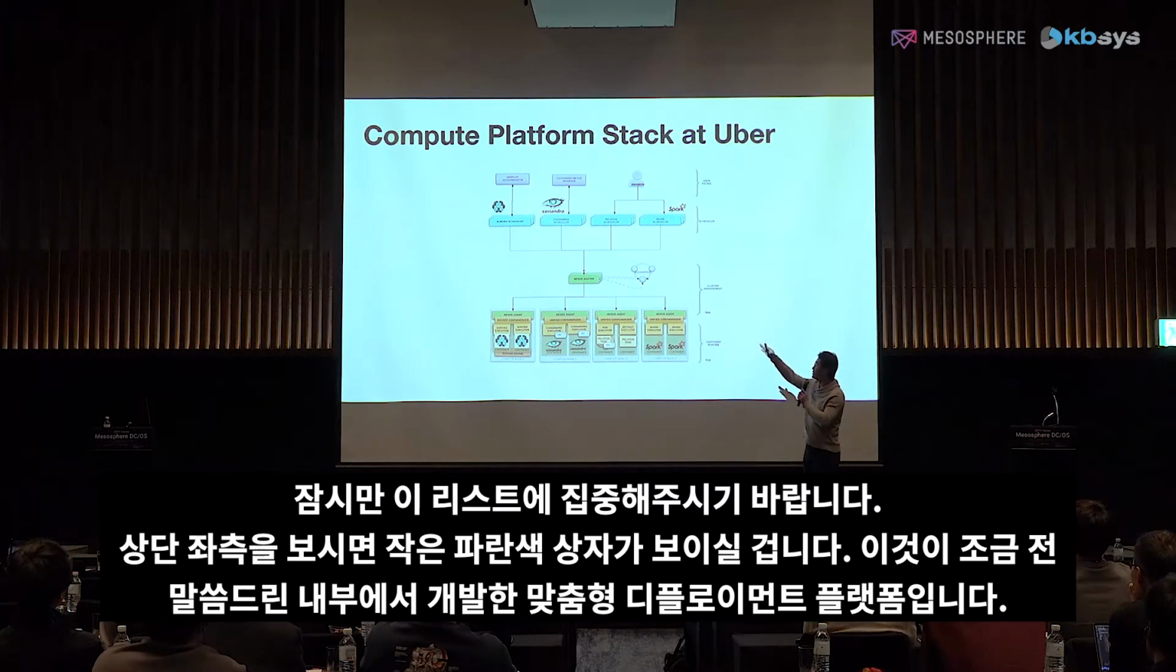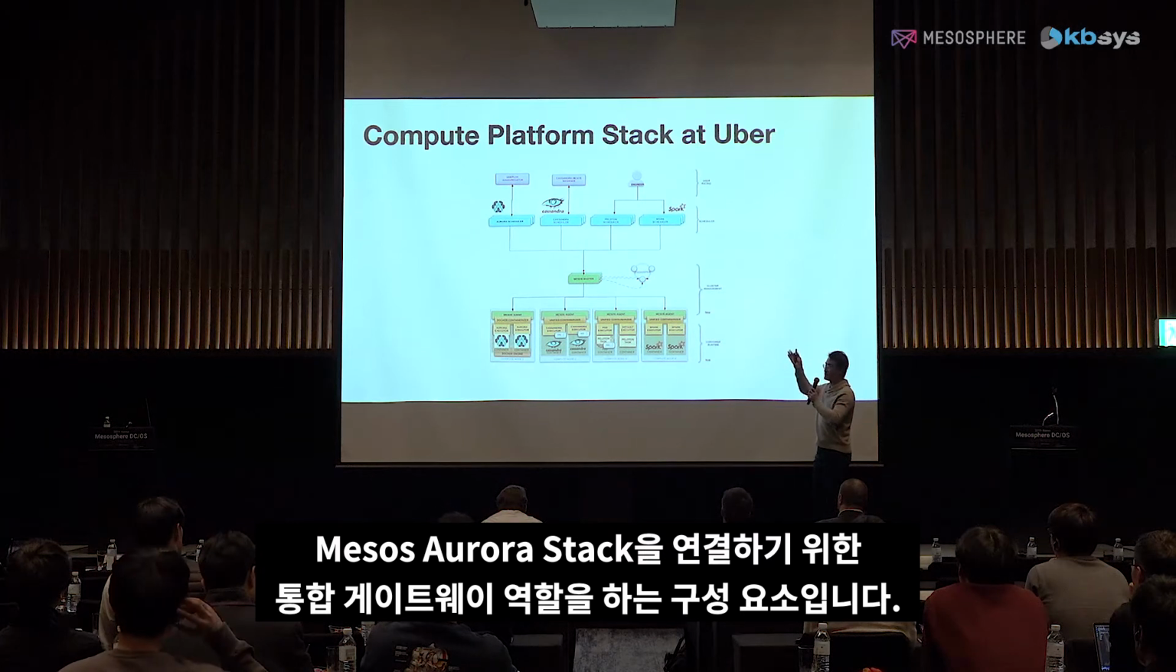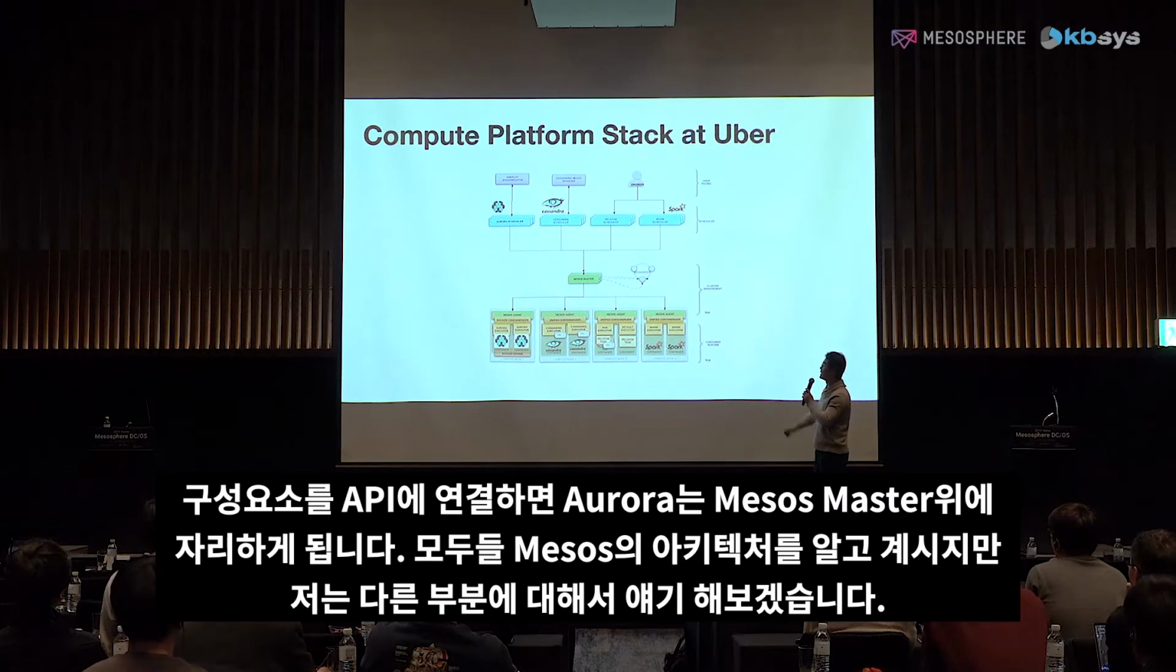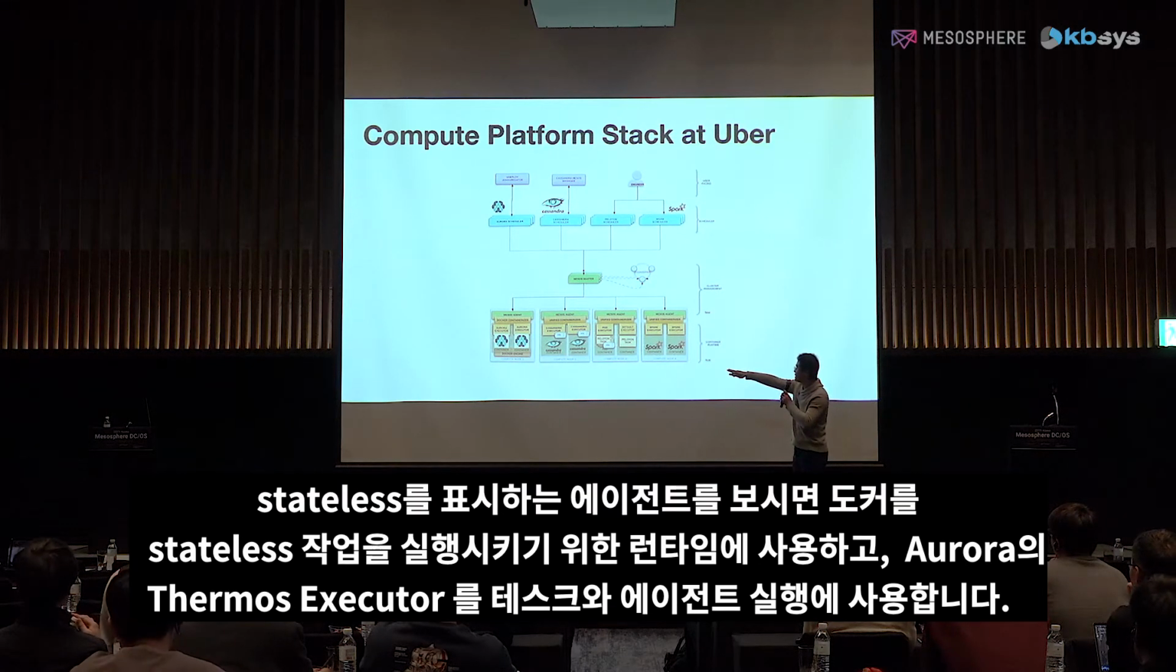If you look at the top left corner of this diagram, you will see that small blue block, which represents the in-house built, customized deployment platform I mentioned before. That's the component that acts as the integration gateway for us to plug in the Mesos Aurora stack. We integrate Aurora APIs with that component, and Aurora sits on top of the Mesos master. You're familiar with the underlying Mesos architecture, but there's another thing I want to talk about. If you look at the agent, it represents the stateless workloads. We use Docker as our container runtime to power the stateless workload, and we also use the Thermos executor, provided by Aurora, to execute those tasks on the agent.